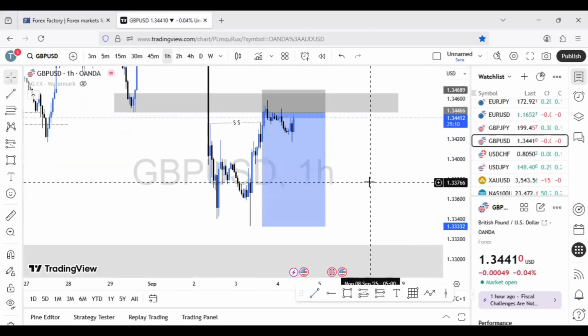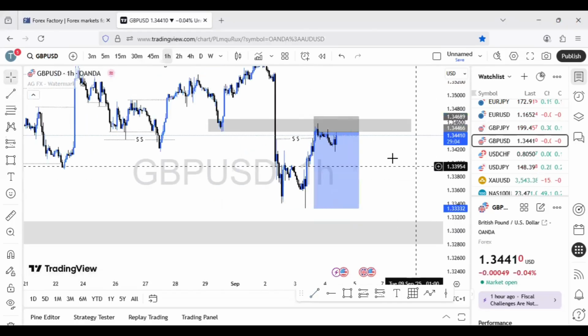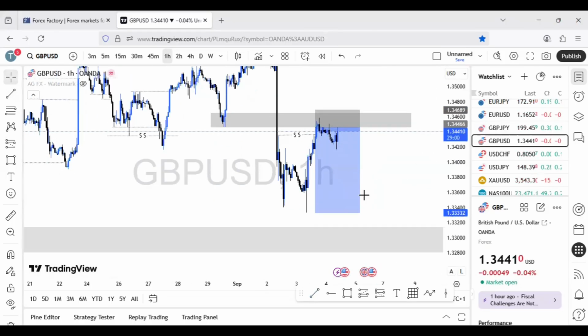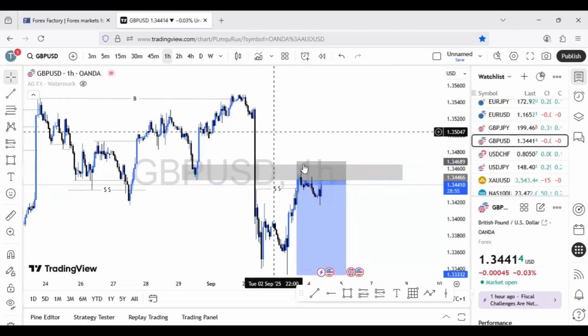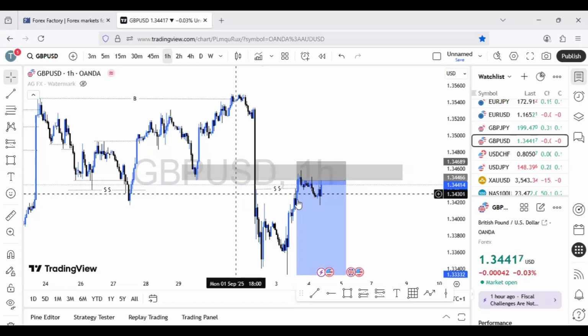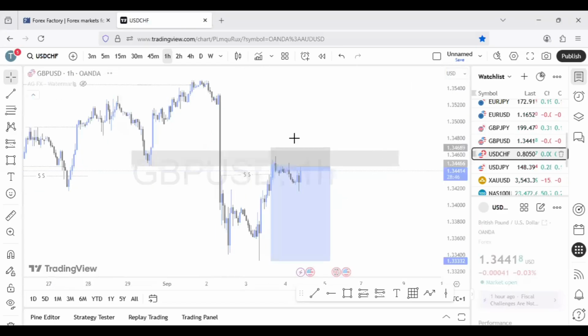So this is what is currently in play on GU. Nothing else for now. That is how you get breaker block entries inside expansions. But that is that. This is what is playing out. So let's see the next one.